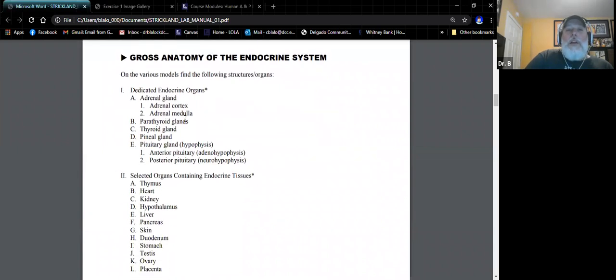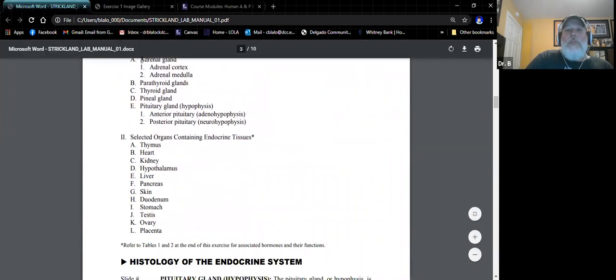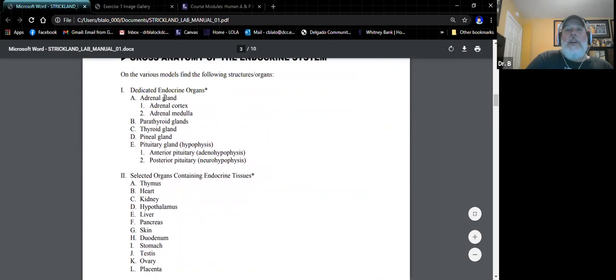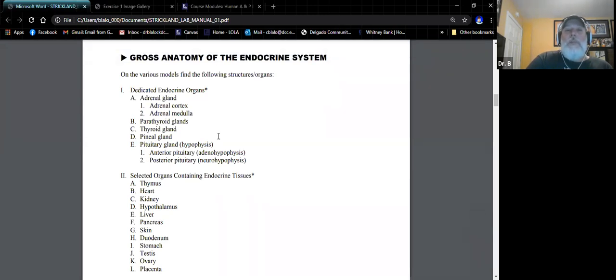Now, here are our dedicated endocrine organs and our organs containing endocrine tissues. Our dedicated endocrine organs are the adrenal gland, the parathyroid, the thyroid gland, the pineal gland, and the pituitary gland. Okay, the pituitary gland is also going to be associated with the hypothalamus, but the hypothalamus is going to be endocrine tissue. Why is it considered endocrine tissue?